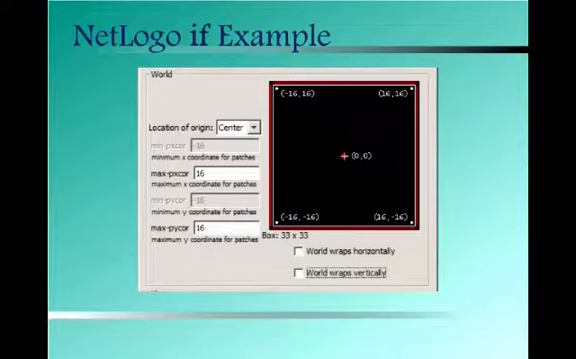For example, turtles can no longer move off the right-hand side of the world and automatically appear on the left-hand side. What do you think happens when a turtle is at the edge of the world configured this way, and it tries to take a step that would go past the walls?